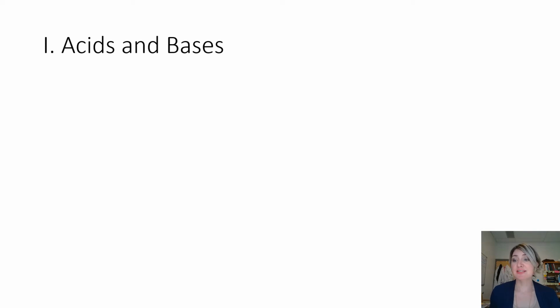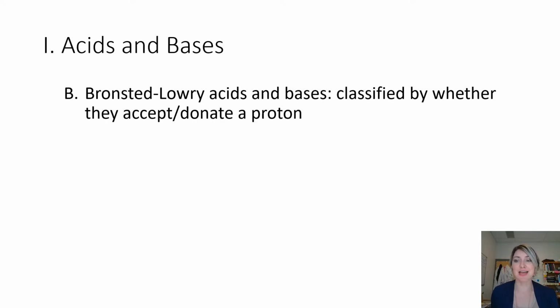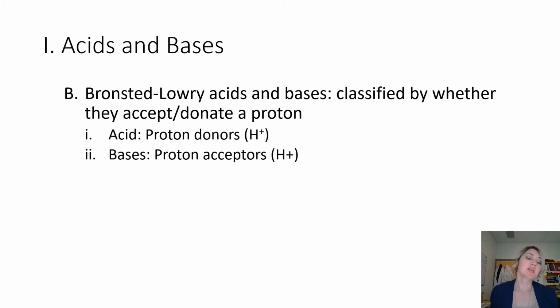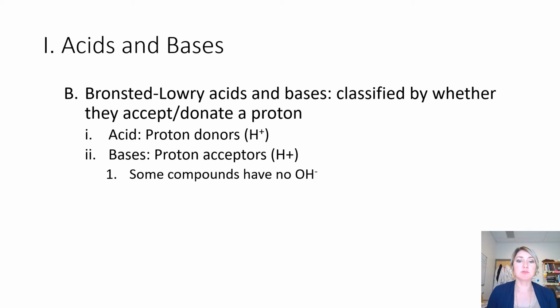Our currently accepted definition of acids and bases is the Bronsted-Lowry definition. A Bronsted-Lowry acid or base is classified by whether it donates a proton or accepts an H+, or proton. Bronsted-Lowry acids are proton donors. They give up a proton, and a Bronsted-Lowry base will accept that proton. The Arrhenius theory was flawed because some compounds have no OH, yet they can accept a proton. So this definition works for them.